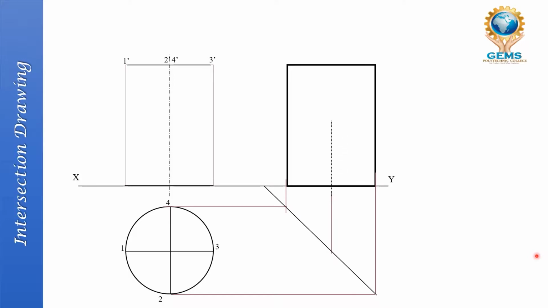Get the center line. Okay, this will be 4 double dash, and 3 double dash and 2 double dash, 1 dash, 1 double dash. It should be on a proper line, okay, streamline. Now the square prism.